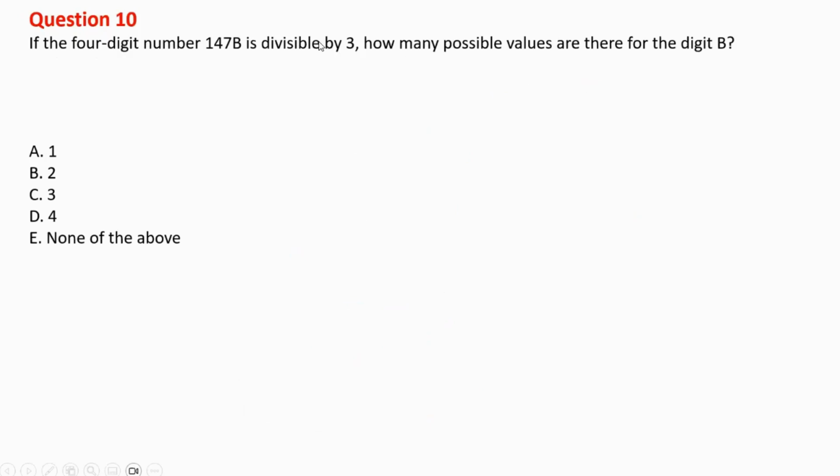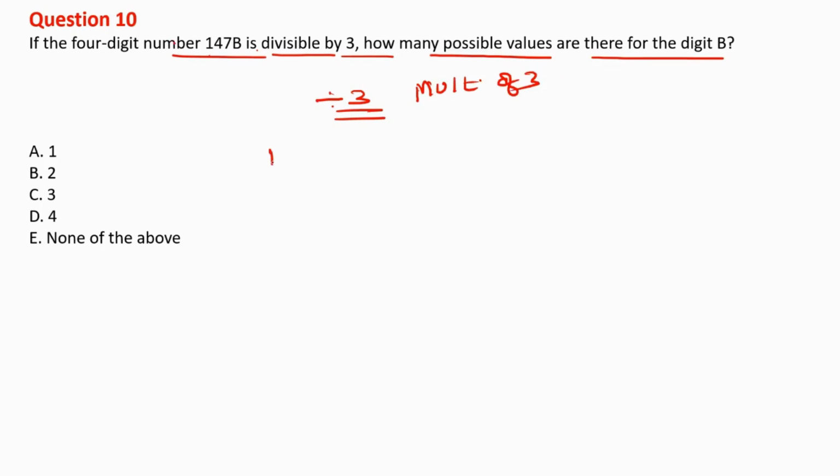Moving on to the last question for our demo. If the four-digit number 147B is divisible by 3, how many possible values are there for digit B? We have to apply the divisibility rule for 3 over here. What's the divisibility rule for 3? The sum of its digits should end up to being a multiple of 3. Sum of the digits should be a multiple of 3. So see, in 147B, 7 plus 4, 11 plus 1, it's already 12 plus B.